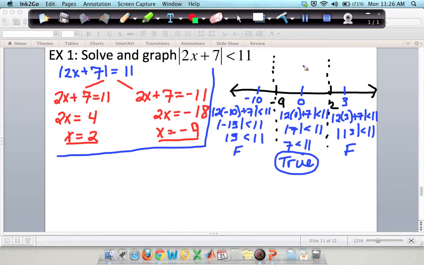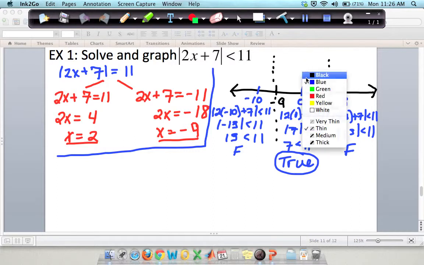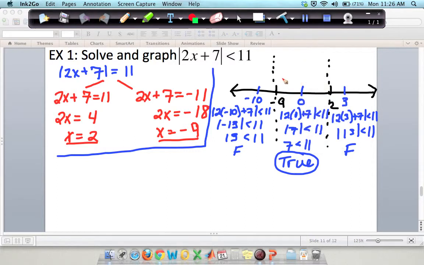This is less than, not less than or equal to. So this is only parentheses, no bracket here, because it doesn't equal. And so my solutions are in between negative 9 and 2. This is the region that was true. So any number in between here, not including my boundary points. And I'll just write that answer in interval notation as well. So it's parentheses negative 9 to 2.